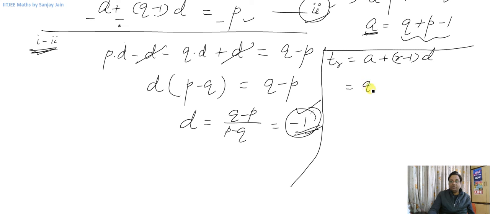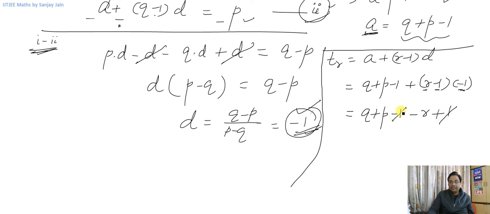A is q plus p minus 1 plus r minus 1, and d is negative 1. So let me open it. Q plus p minus 1. This r into minus 1 will become minus r. This minus and minus will become plus, so it will be plus 1. This 1 will get cancelled. So the rth term will be q plus p minus r, or you can say p plus q minus r.